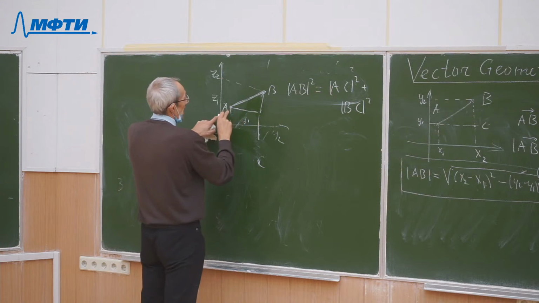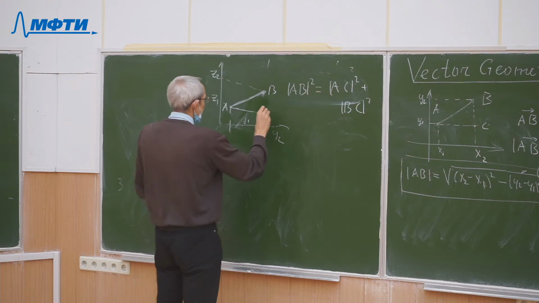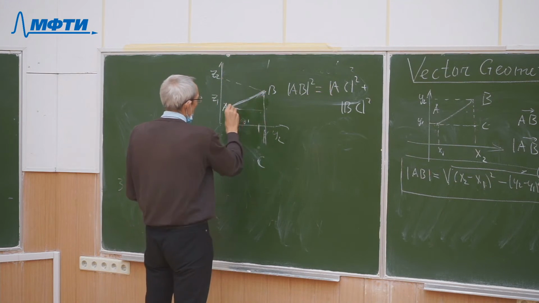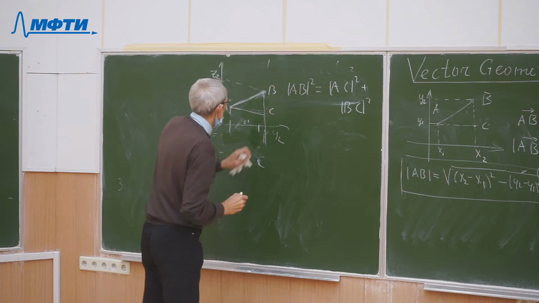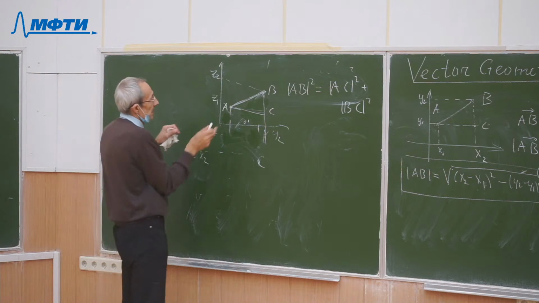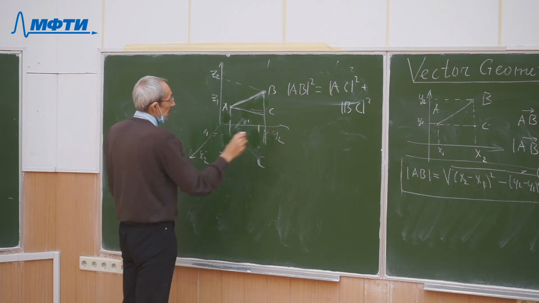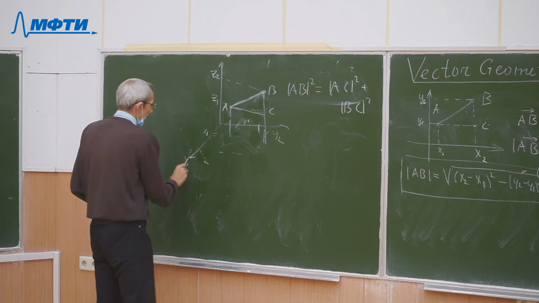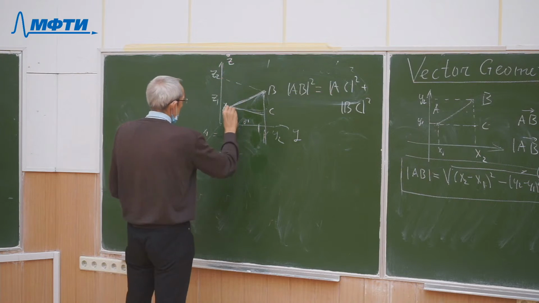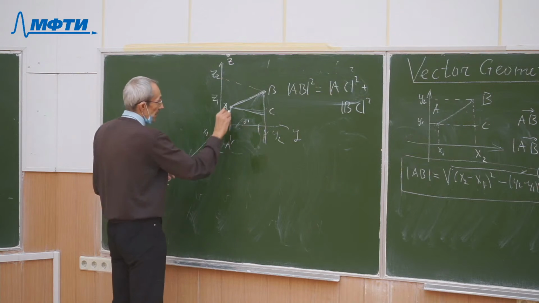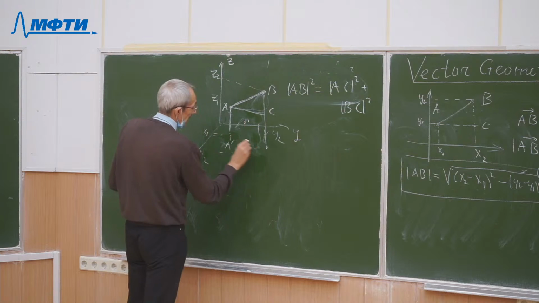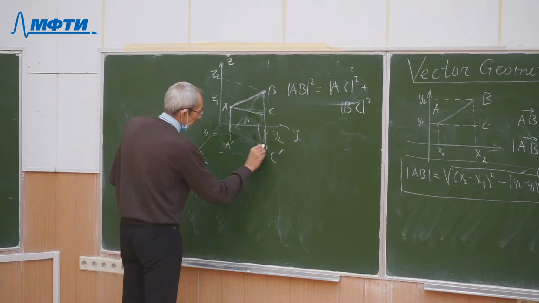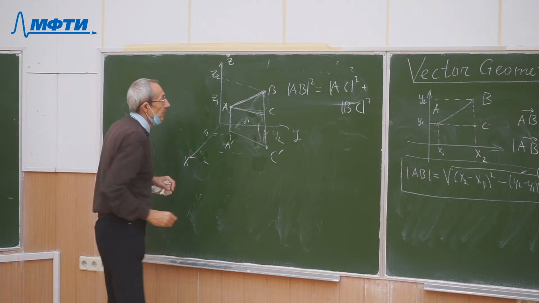Let A, B, and C. We need some plane which passes through A and is parallel to the coordinate plane x, y, z, and let A prime be the projection of A onto the coordinate plane, and C prime be the projection of point C on the coordinate plane, and A prime C prime is the projection of AC.